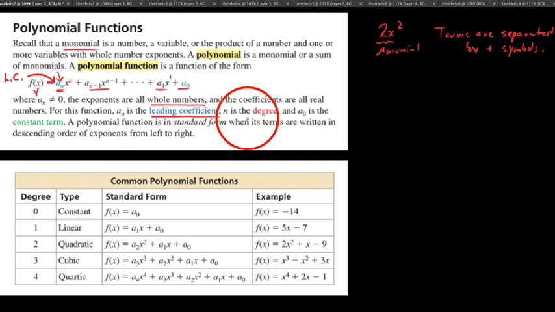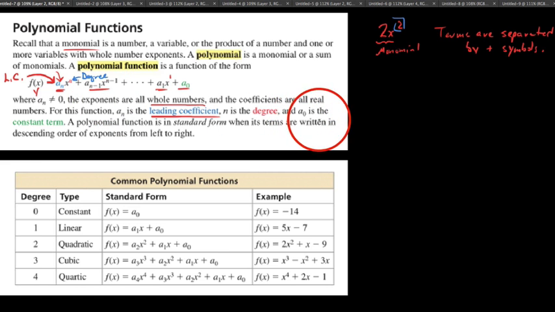Now we say n is the degree, and I'll point out n here. n is this highest exponent. When you have it in standard form, it is the highest exponent. So we say the degree of the entire polynomial. Every term has its own degree. This term over here is second degree, but the highest exponent is the degree of the polynomial. It's really important we can identify that.